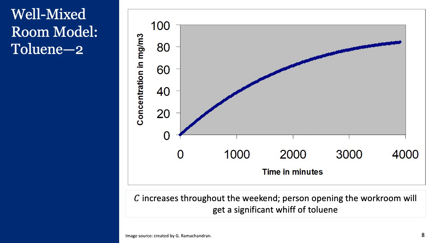Since our evaporation rate is very slow, the concentration, even though we are using the same well-mixed room model with exponential decay, the concentration in the room is increasing throughout the weekend because of the slow rate of emission from the tapes. At the end of 4,000 minutes, the concentration in the room has reached around 80 milligrams per cubic meter. So now the person opening the workroom on Monday morning will get a significant whiff of toluene.